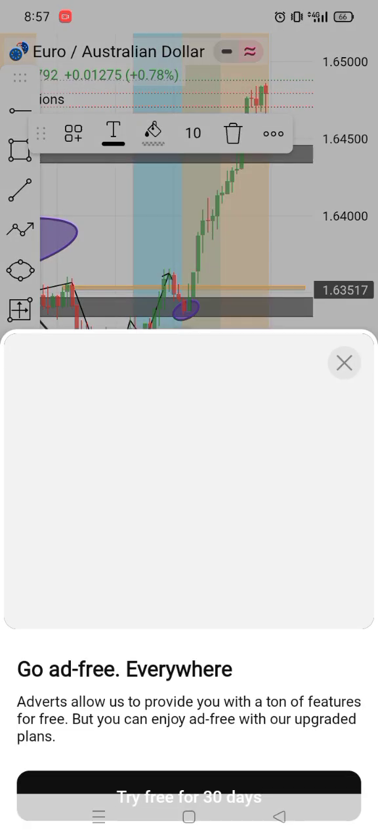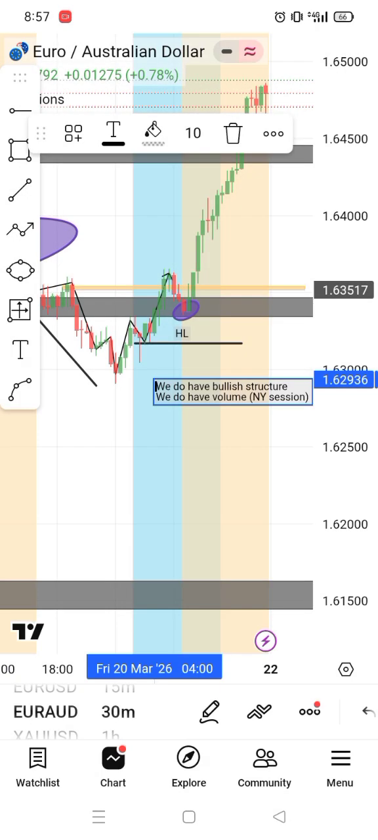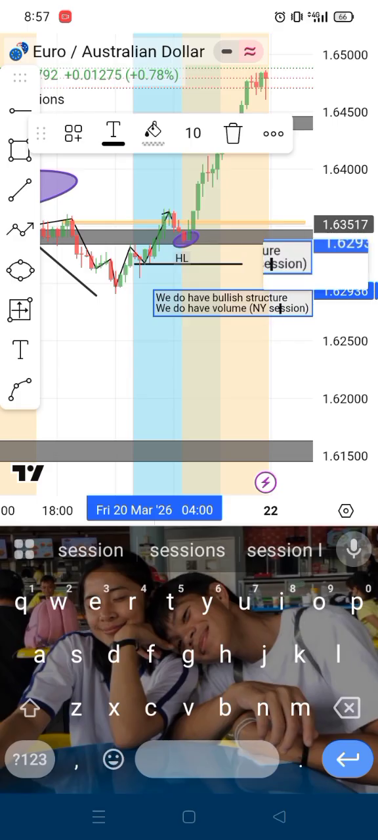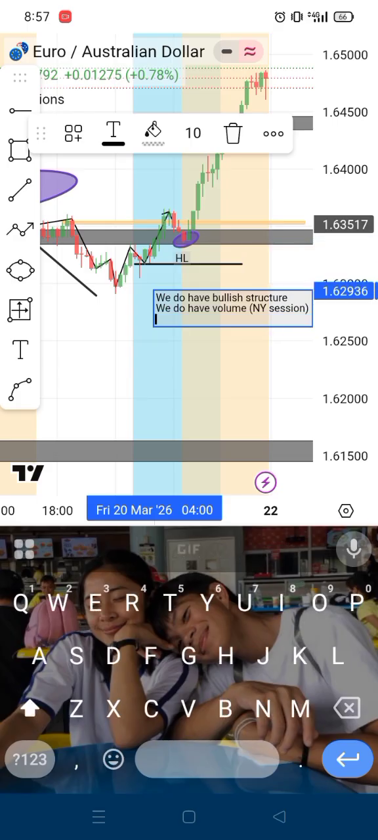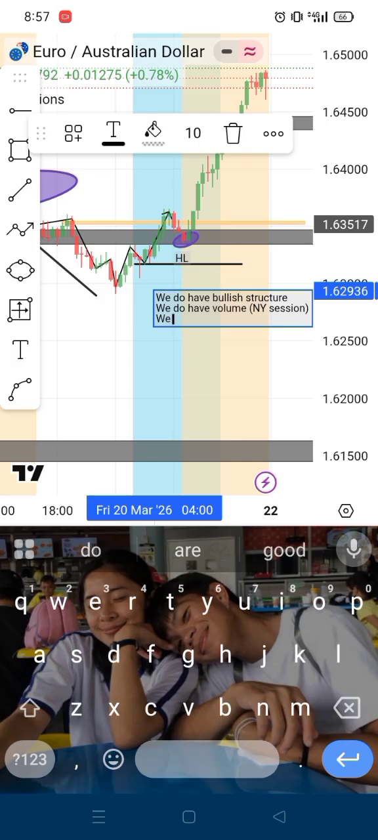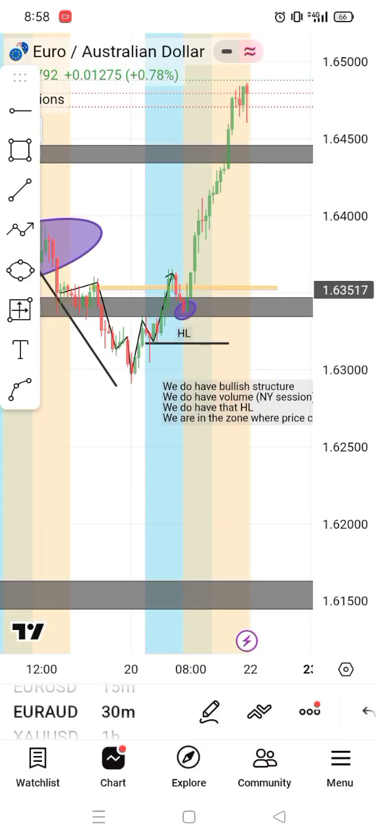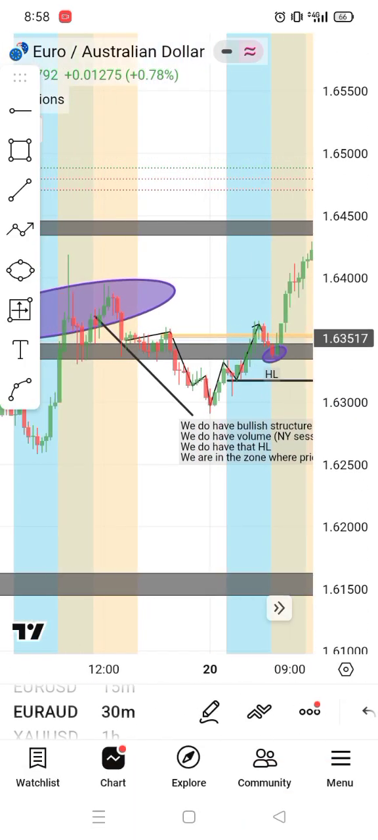And then lastly, we do have that higher low that we are waiting for. And lastly, we are in the zone where price can go up. So yeah, we do have a lot of confirmation in this trade, man.